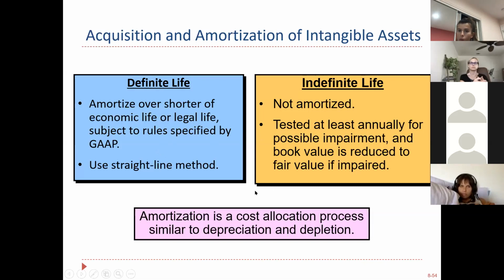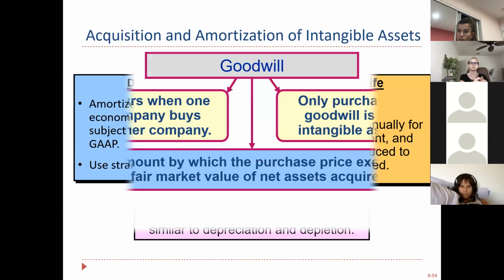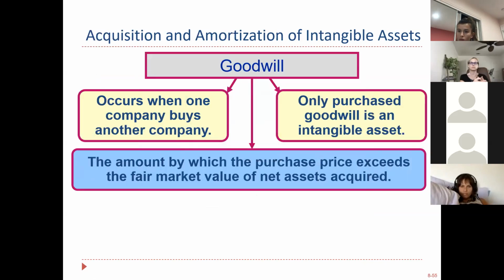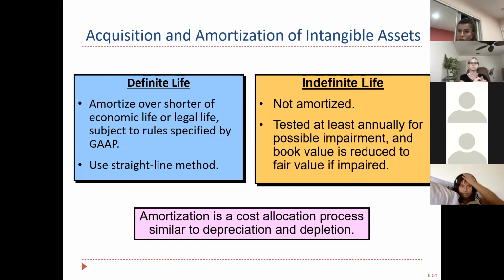And amortization is quite similar to depreciation. It's even easier though, because there's no such thing as accumulated depletion. You will credit the patent. In other words, your journal entry would be amortization expense - patent, credit patent.